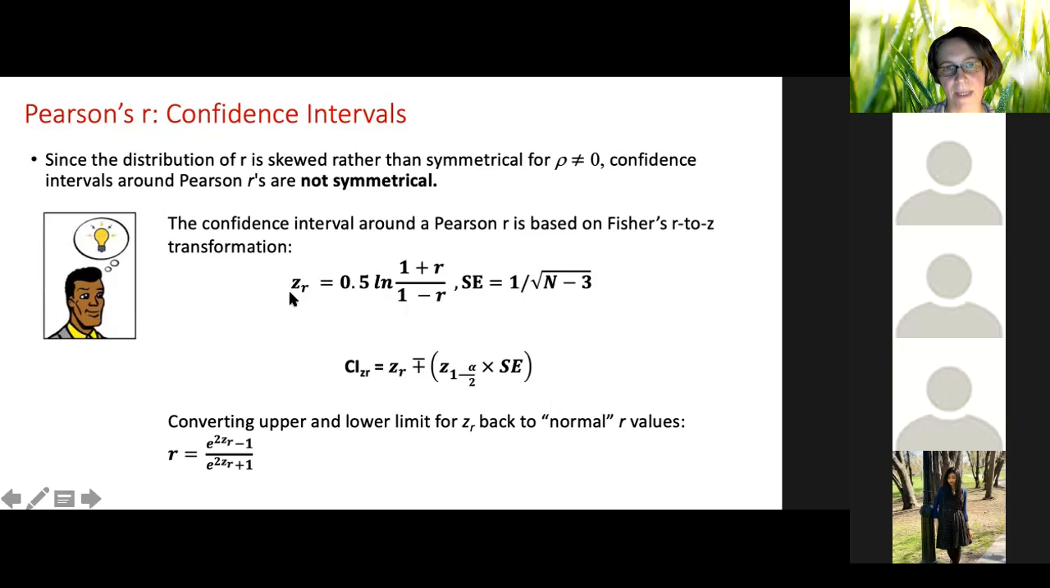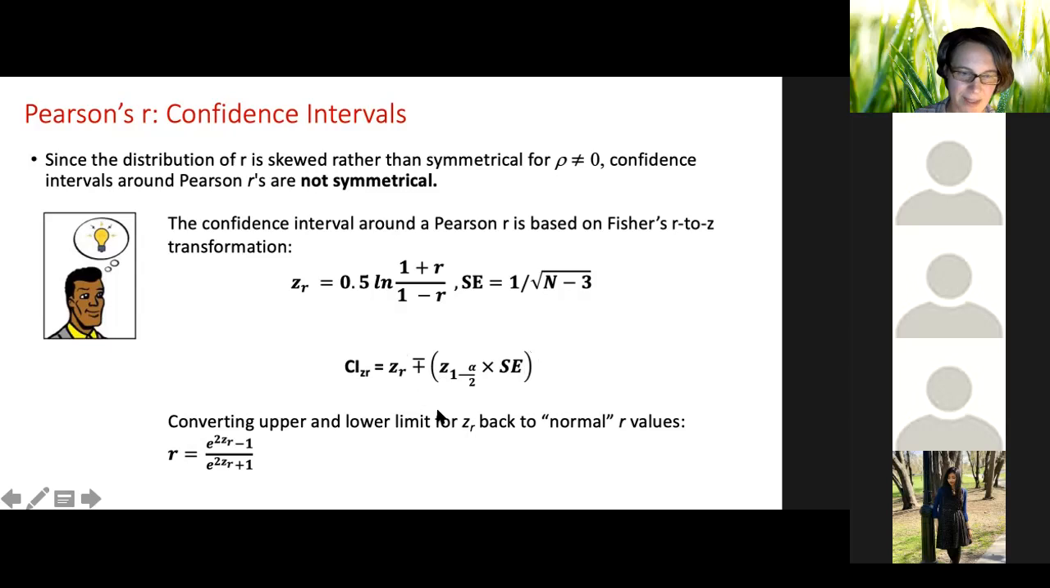So we would transform our point estimate, our sample correlation coefficient, into a Z value by using this formula. And then we would use the quantile of our standard normal distribution to estimate how wide our confidence interval is, so our margin of error here. Then everything would be in these transformed z values.